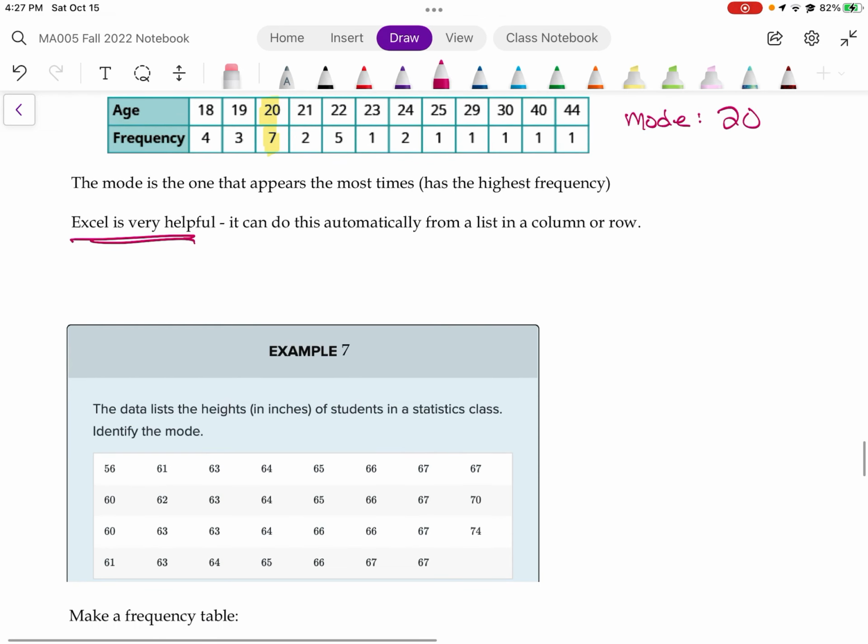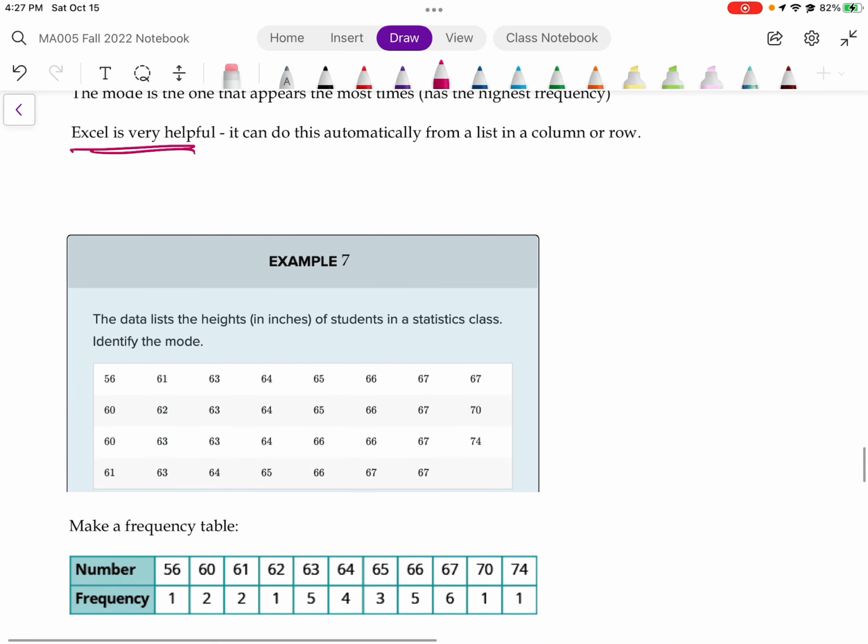All right, so this data lists the heights in inches of students in a statistics class. Identify the mode. They're kind of all over the place, so you could go counting them, or you could make a frequency data table. We don't have to put in numbers in between. So 56 has 1, 60 has 2. Notice there's no 57, 58, 59. There's none, so we just don't put them there. So we go and look for the one that has the most after making the table.